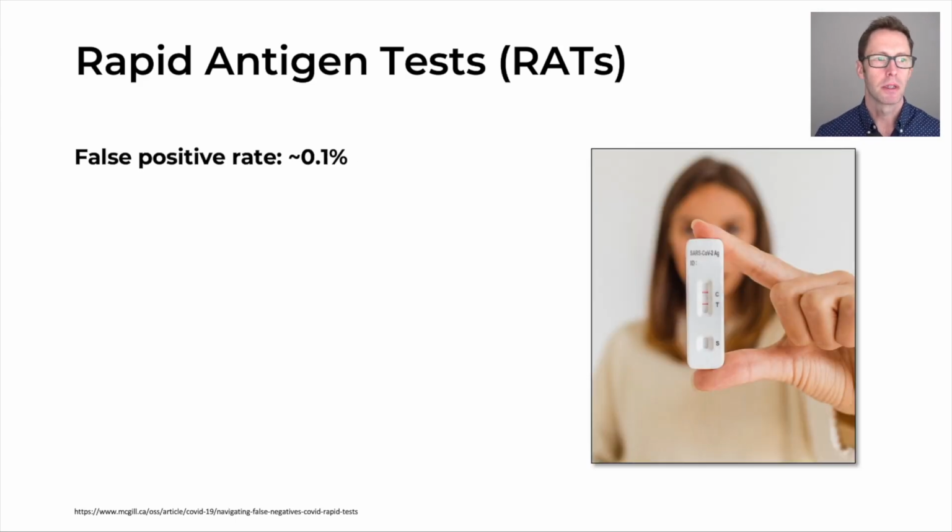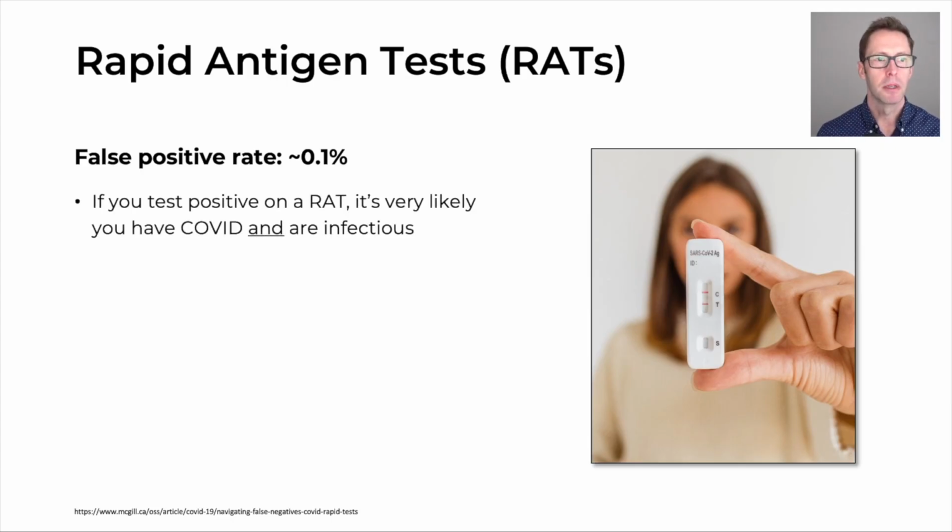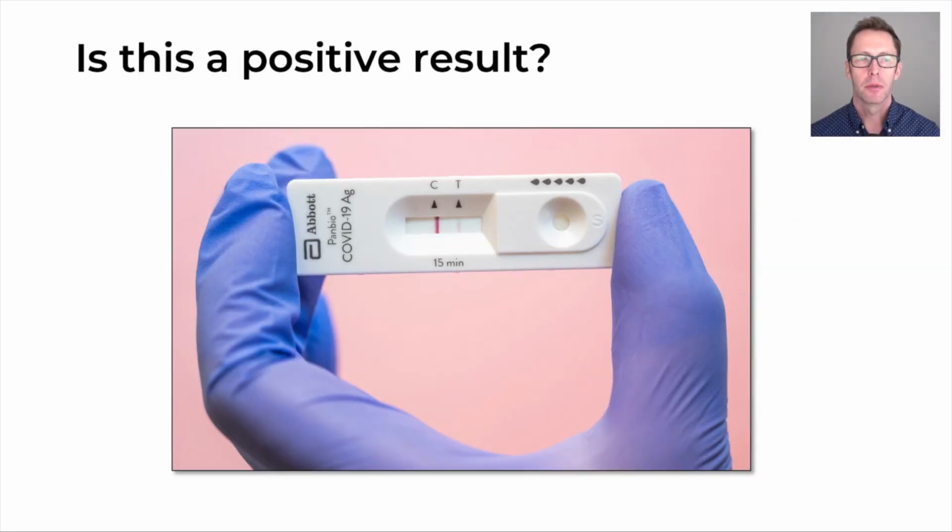The good news with RATs is that the false positive rate is very close to zero. It's estimated to be about 0.1%. So what that means is that if you get a positive result on a RAT test, it's very likely that you do in fact have COVID and that you are infectious. We all know what a positive RAT result looks like. It's the 2 red lines on the test kit.